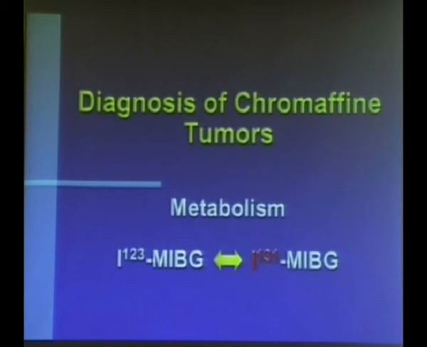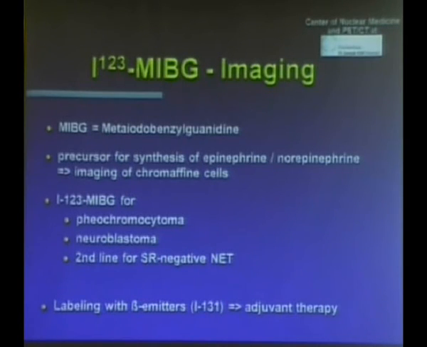And we always have to remember that these scintigraphic methods are also implemented with therapeutic intention. If you have an MIBG positive tumor, you can perform this therapy also. What does MIBG mean? This is a precursor of the synthesis of epinephrine or norepinephrine, so we can image chromaffin cells of the big group of neuroendocrine tumors.